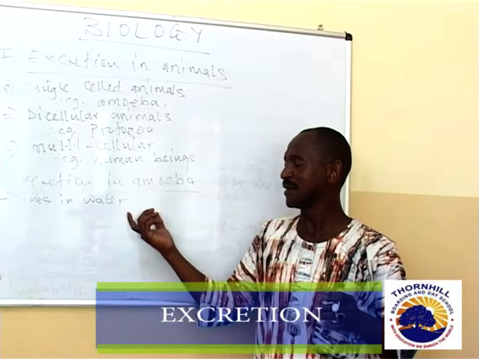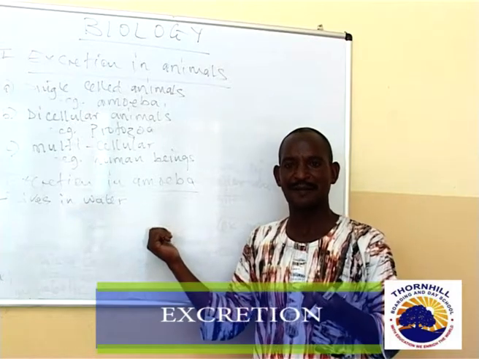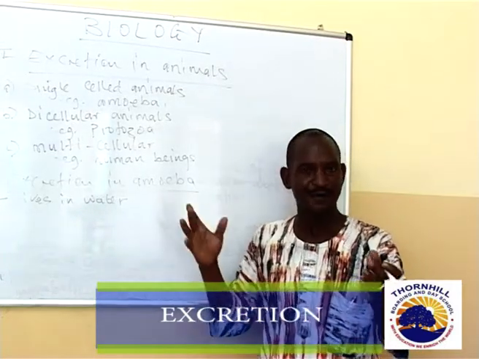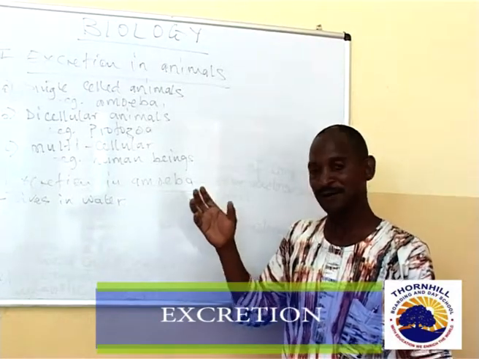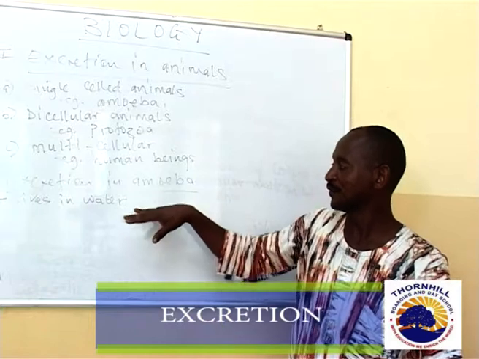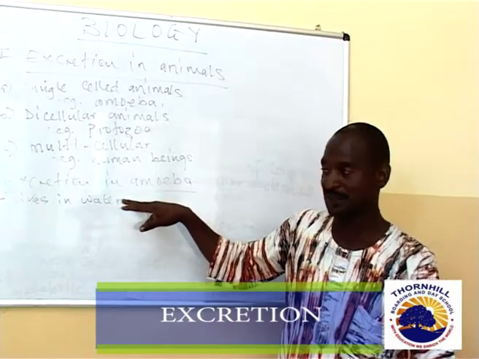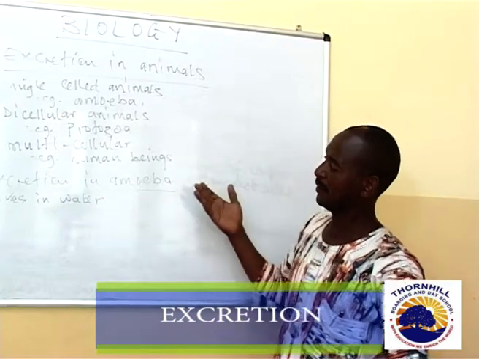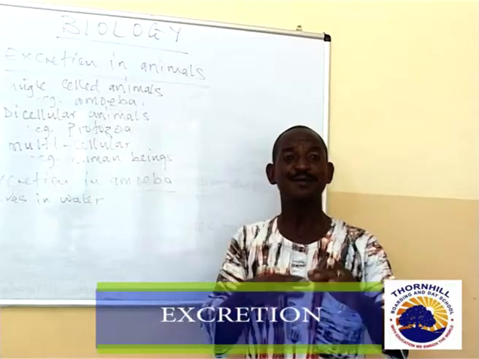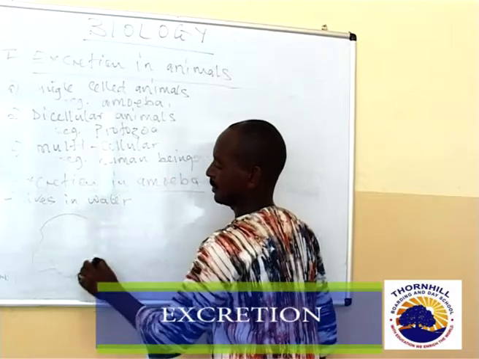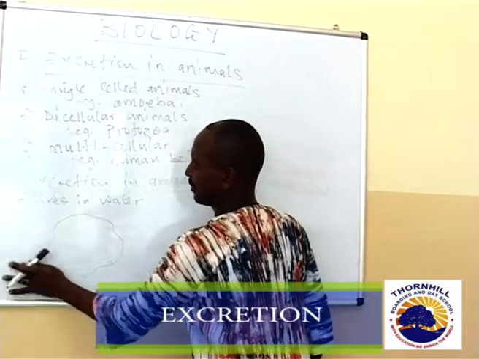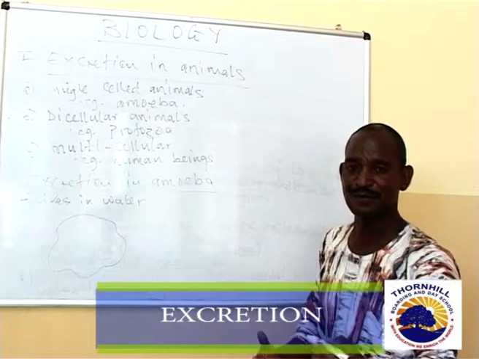This amoeba is a minute living thing. It cannot be seen using naked eyes. You have to have a microscope to view this amoeba living in the water. Remember that the amoeba is an animal cell. It's living in water, and they're simple animal cells.